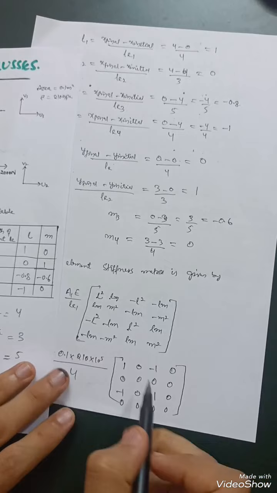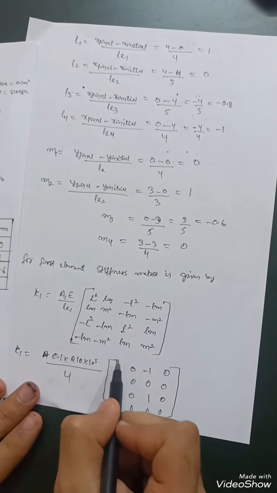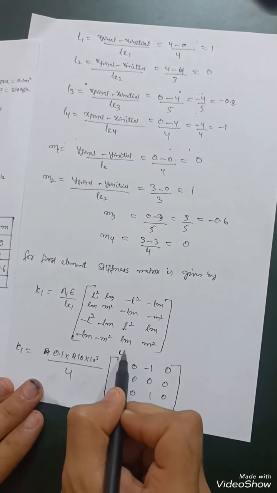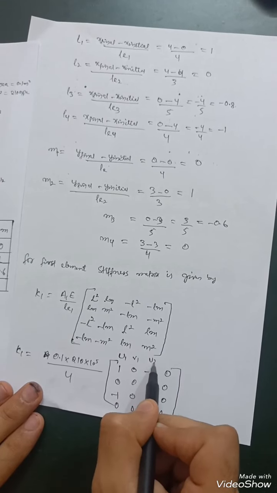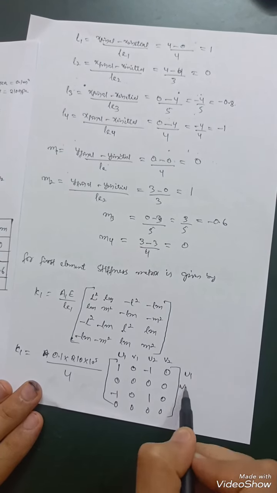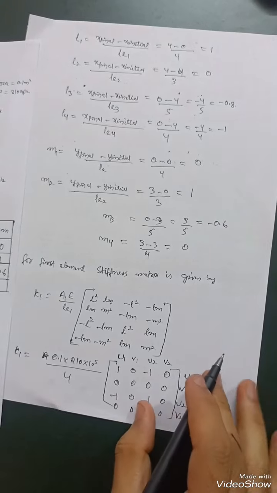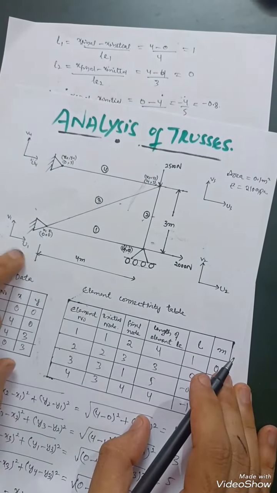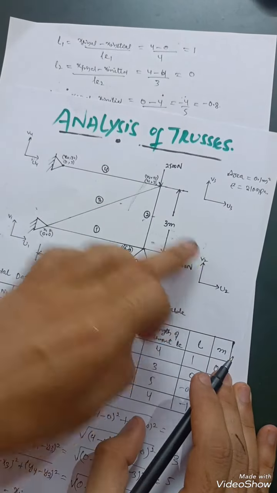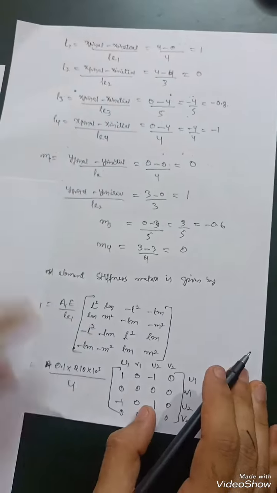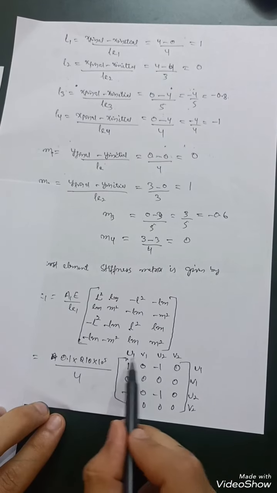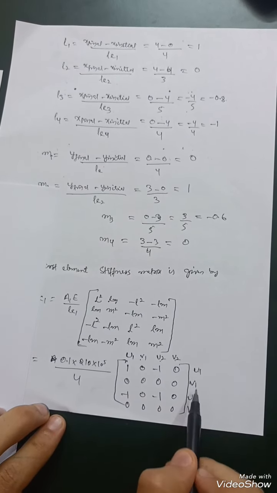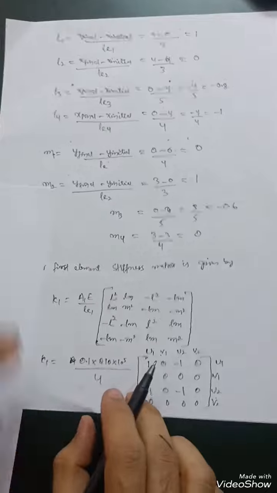And you have to put nodal displacement over here, that is for first element u1 v1 u2 v2. It is in the first element, you can check it over here. For the first element u1 v1 and u2 v2, so that I have written it in the stiffness matrix over here, that is u1 v1 u2 v2. So this is the first element. Then we take the second element.